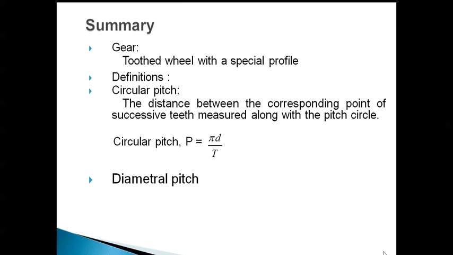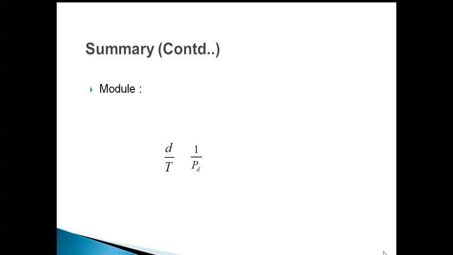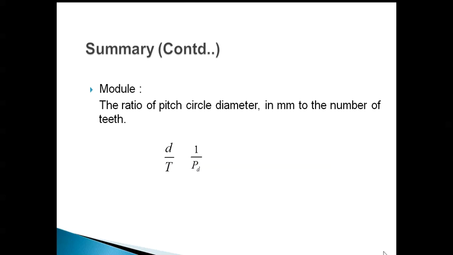Circular pitch is the distance between the corresponding points of successive teeth measured along the pitch circle. So P equals pi d by T. Diametral pitch equals T by D, the number of teeth of the gear to the pitch circle diameter. Module is the ratio of pitch circle diameter in mm to the number of teeth. M equals D by T equals 1 by P, where m is the module.